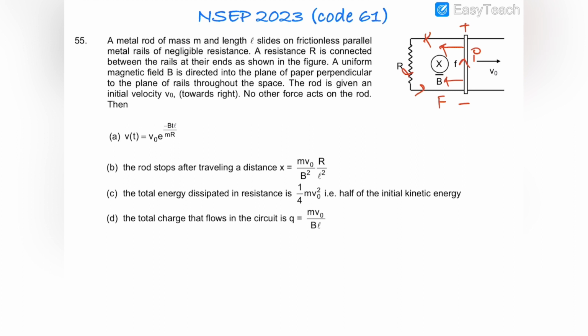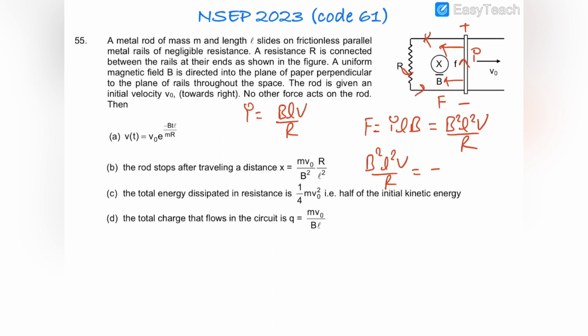Okay, and therefore a force will be developed in the rod in the backward direction, which would be retarding the rod. So we can write down that this F is equal to ILB, and I will be equal to BLV by R. So this would be B square L square V by R. So this F is obviously a retarding force, so we can write it down as minus M dV by dt.